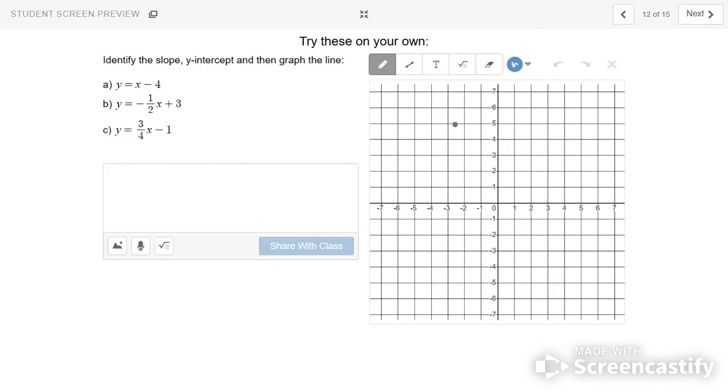Pause the video and try these on your own. You can do all of these graphs on the same Cartesian plane, or you can make a different grid for each one.